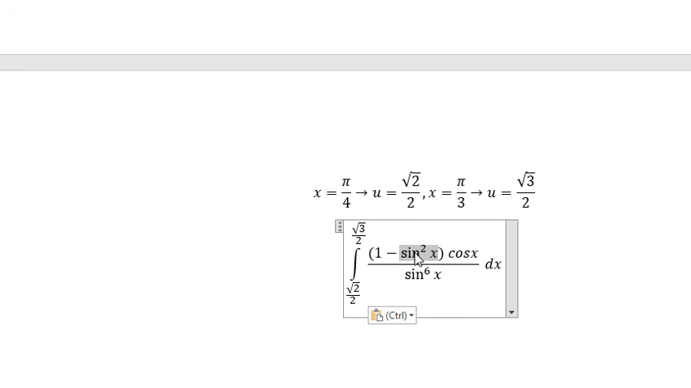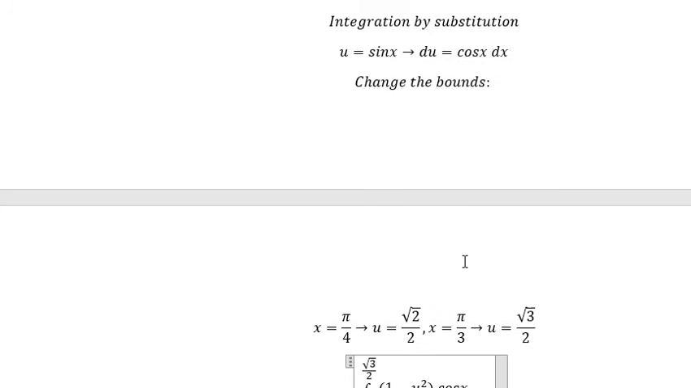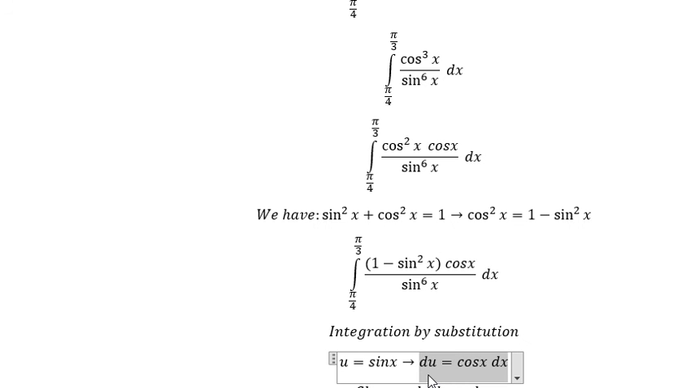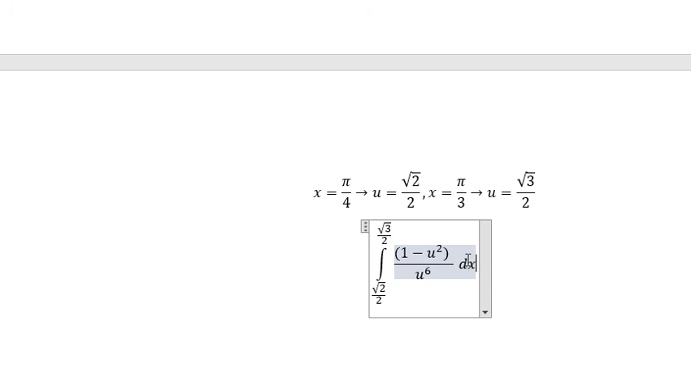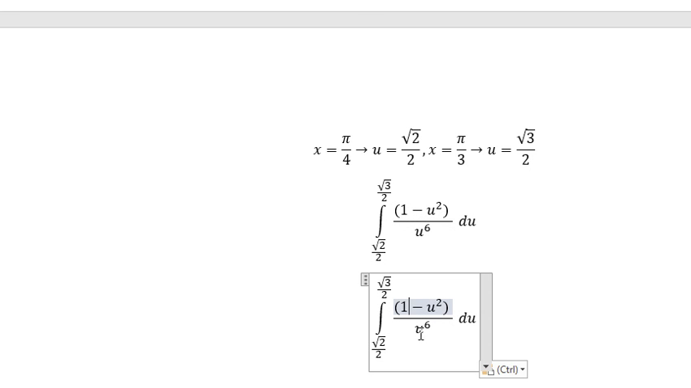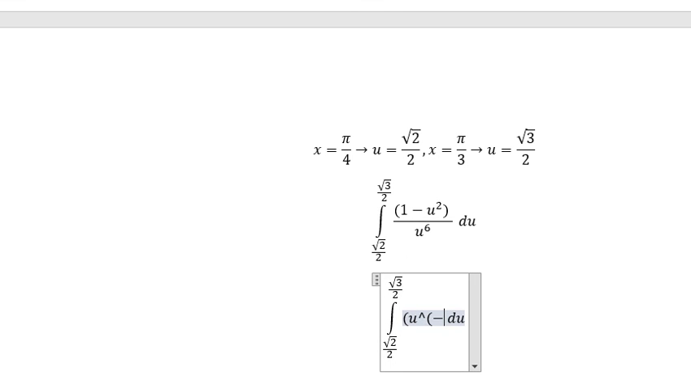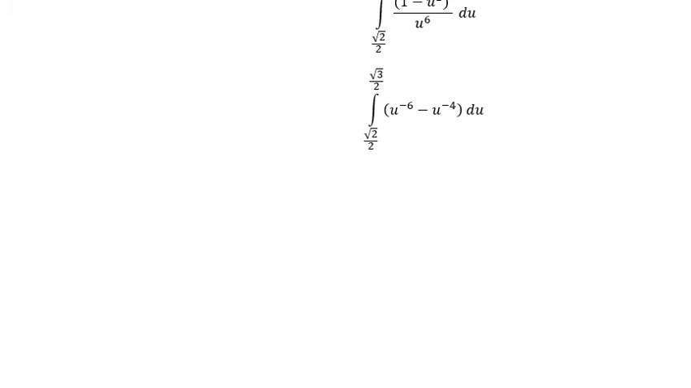Sine s we change to u, and we have u squared. Similar for this one, cosine s ds, we change to du. This one, we have 1 divided by u to the power of 6, and u squared divided by u to the power of 6. We have u to the power of negative 6 minus u to the power of negative 4. And now we have the final answer.